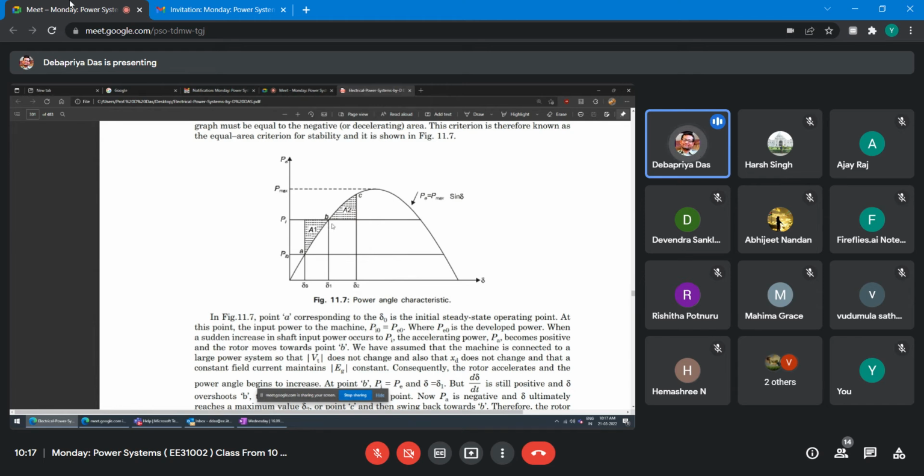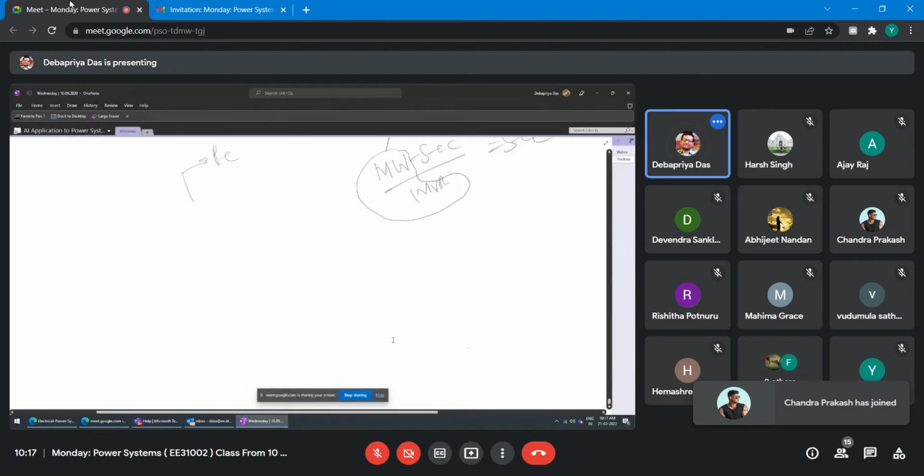But as it is accelerating, it will go beyond this point C. As soon as it goes beyond this, the electrical power is greater than the input power, so it will decelerate. It will come up to this point only when the accelerating energy is equal to the decelerating energy. But after going there, what will happen? Just hold on, I'm drawing it. You can also see my NPTEL lecture, where I have explained this several times.